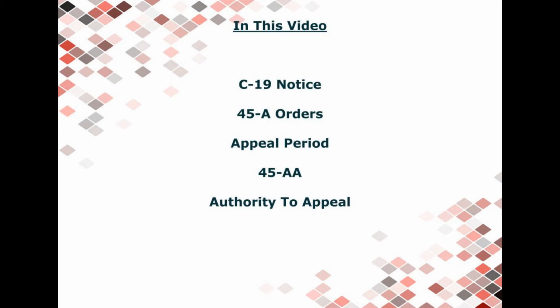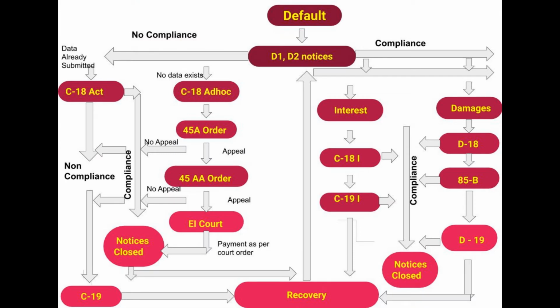You can see on the screen how the notices in ESIC work step by step. They go as shown in the diagram. Default happens, then D1, D2, D3 notices may be issued. If there is no compliance by the employer on the D1, D2 notices, then C18 actual or C18 ad hoc notices are issued. On C18 actual, if complied, then the notice is closed. If not complied, then it goes to C19. C19 is the recovery procedure. The recovery officer recovers those dues, and once the dues are received, interest and damages are claimed for the delay in making the payment.